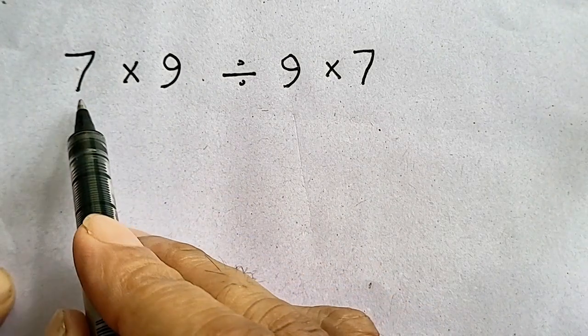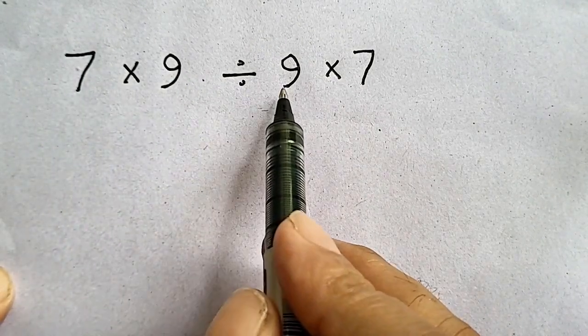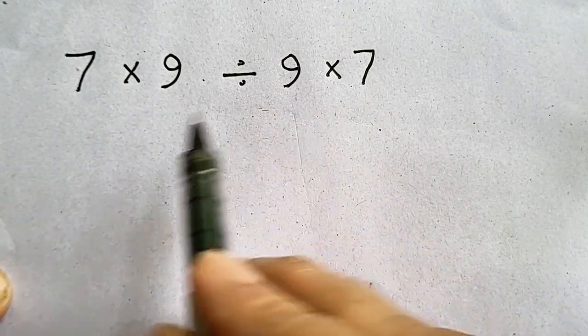Hello everyone. 7 times 9 divided by 9 times 7.